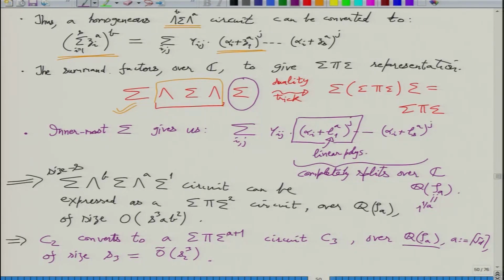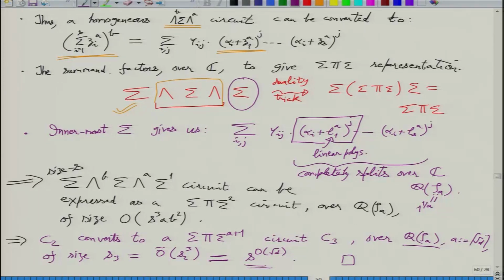And what was S2 cube in terms of the original size S? So the biggest price we paid was when we came to depth 4, right? So that is S to the root D. So that's the result. So size S degree D polynomial comes down to sigma pi sigma square root D over Q zeta A, and size blows up to S to the root D.